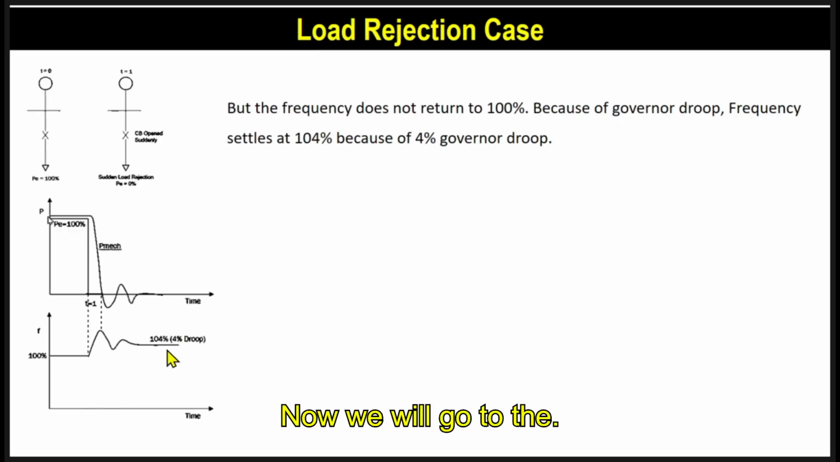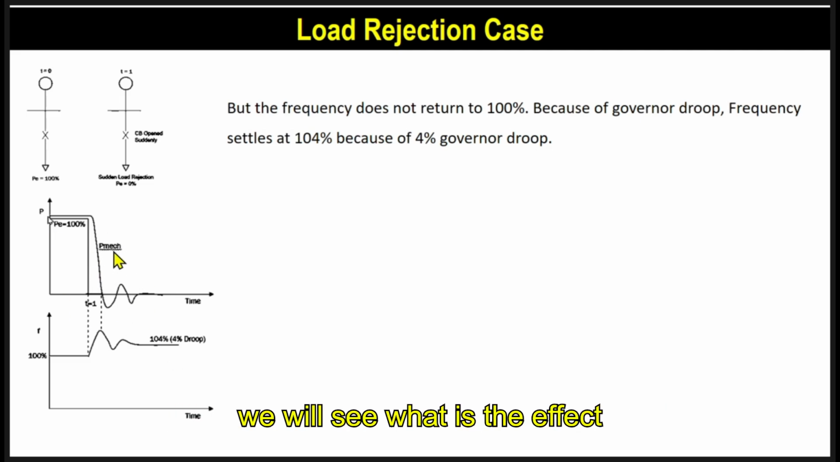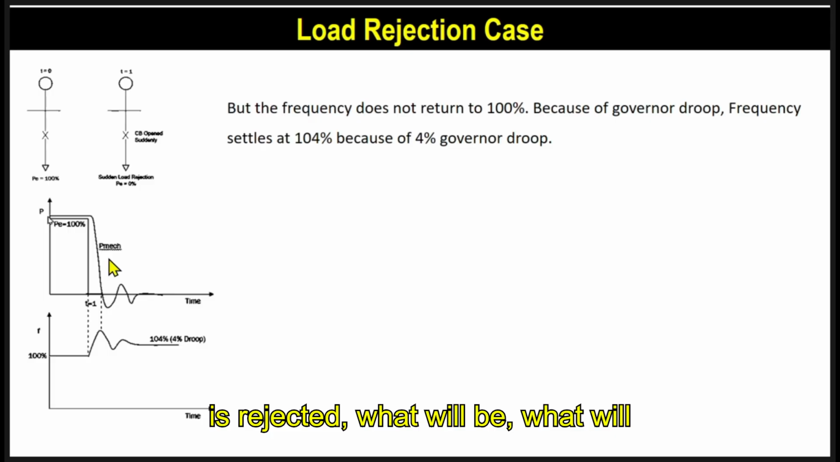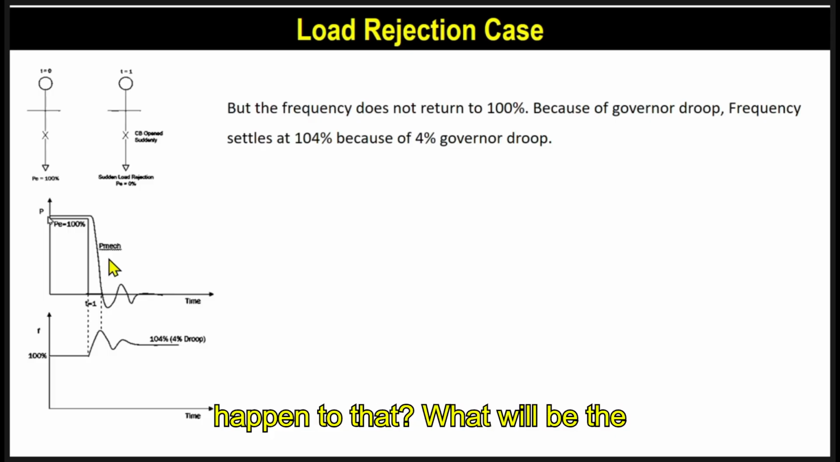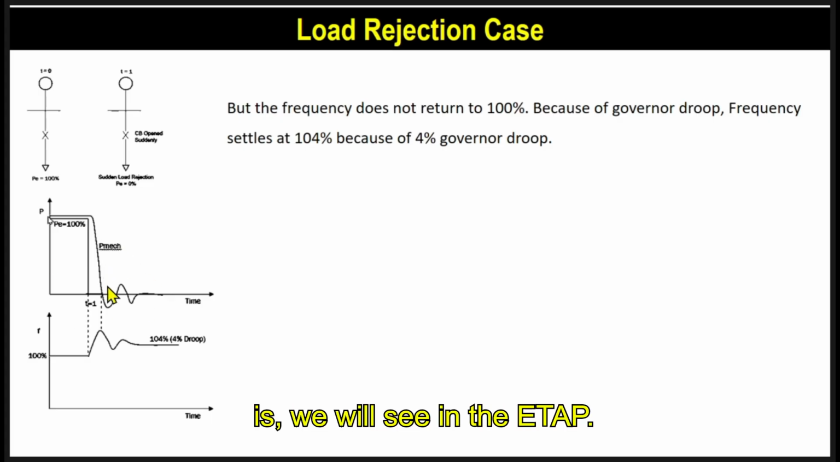Now we will go to the ETAP software and see how we can generate these graphs, and we will see what is the effect of the load rejection when load is suddenly rejected. What will be the transient response, what will be the transient graphs, we will see in ETAP.